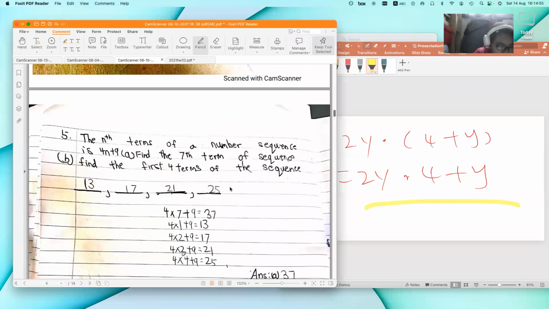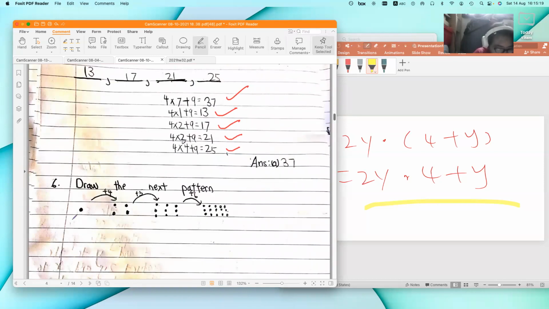Okay, the n term of the number sequence is 5 to 7. So you just put the 7 inside. Then find the first 4 terms of the sequence. The first 4 terms, so this is 1, this is 2. Correct.